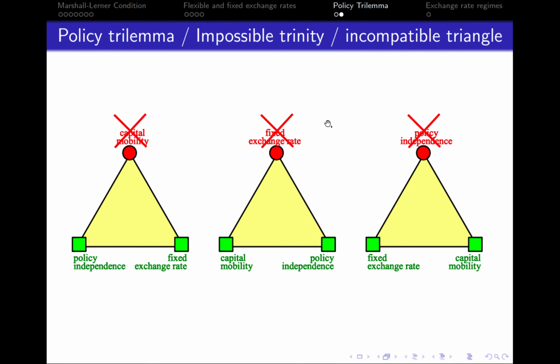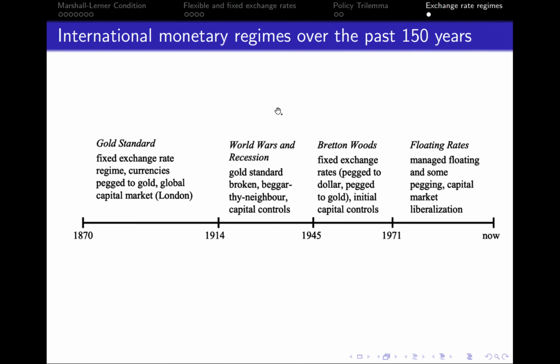Okay, and look, this trilemma is actually very good at explaining the different choices of exchange rate regimes. And look, over the last 150 years, we can actually distinguish four different periods in which we have different monetary regimes. Okay, first, from 1870 to the start of the First World War, we had the gold standard.